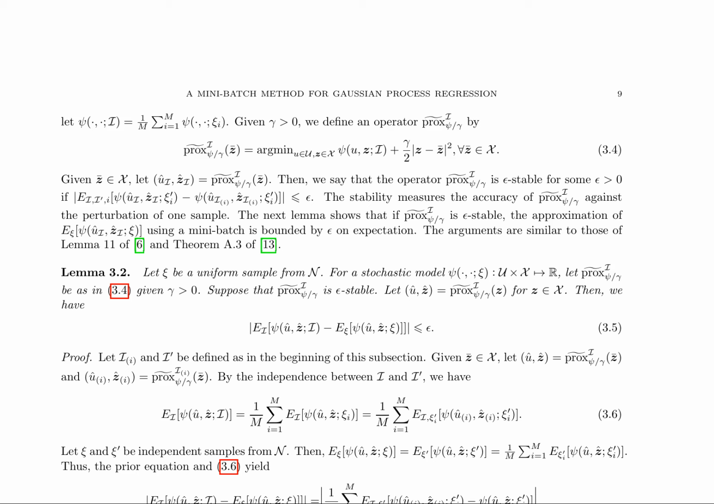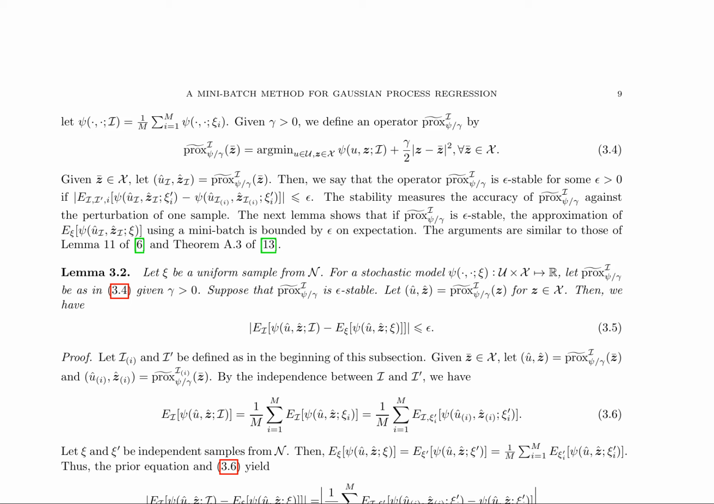The authors introduce a mini-batch method for Gaussian process regression, focusing on the stability and convergence of the proposed approach. They define an operator G prox_I psi, gamma which is used to approximate the minimization problem in equation 3.4. The stability of this operator is measured by its accuracy against perturbations of one sample, denoted by E.